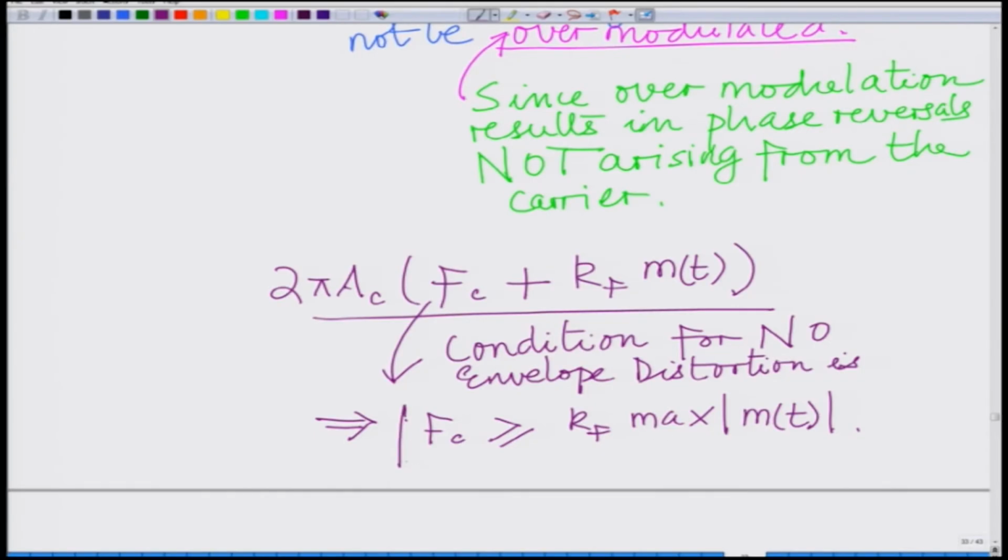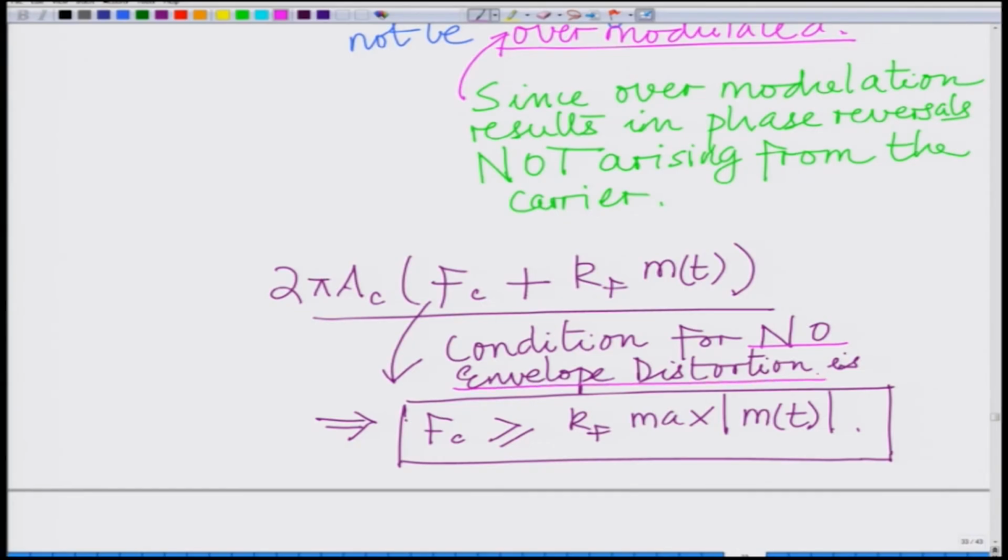So, this is the condition that we require for no envelope distortion, that is, f_c, the carrier frequency, has to be greater than or equal to k_f times the maximum magnitude of m(t), that is, the maximum of the magnitude of the message signal. Now let us go back to our frequency.